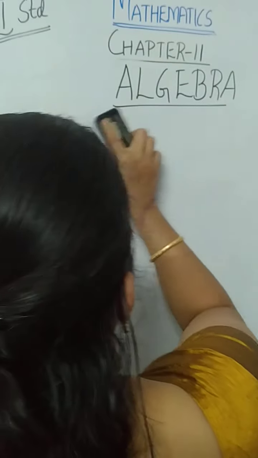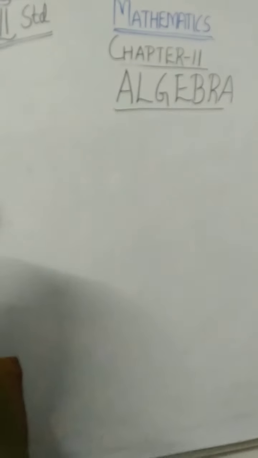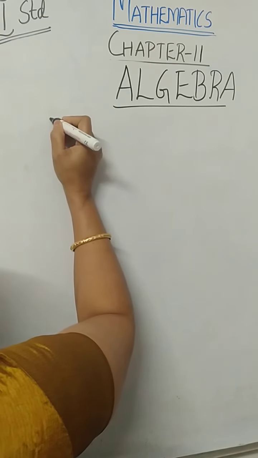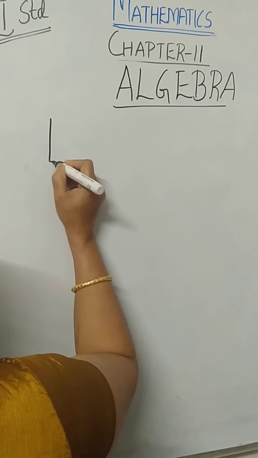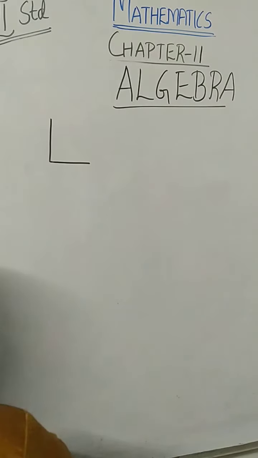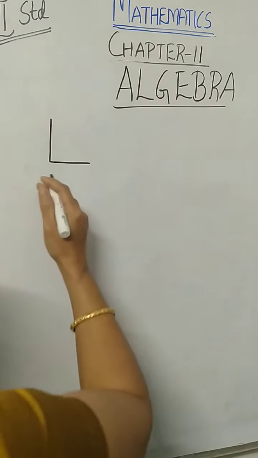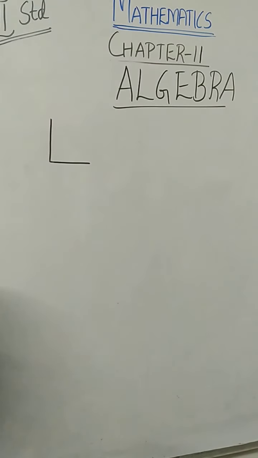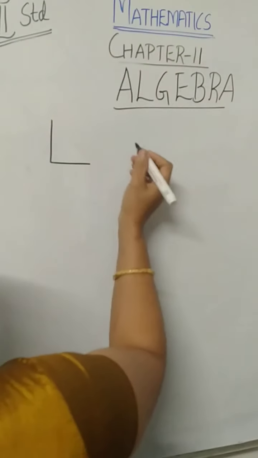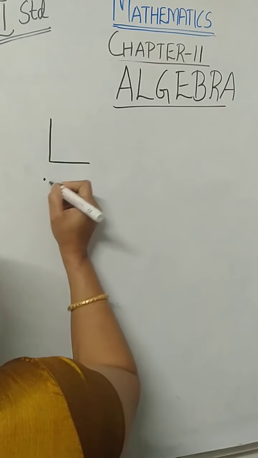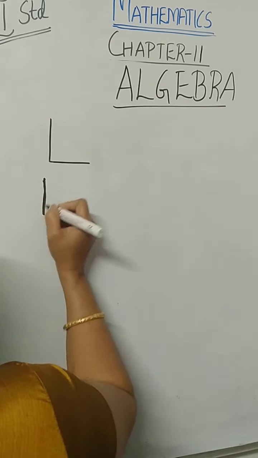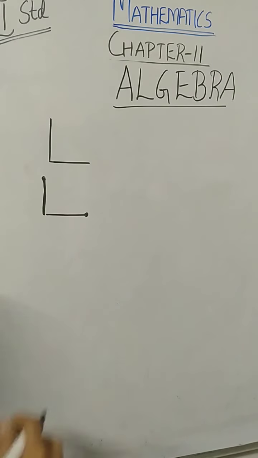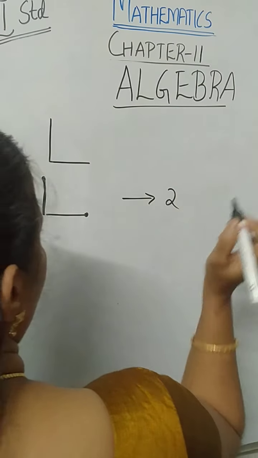Now, let us see, if you have to make the shape L, for example. Yes, this is an L. If you have to make this L using matchsticks, how many matchsticks will you use? Yes, you can use 2 matchsticks to form an L. Look, if this is a matchstick, we keep another matchstick here. So how many matchsticks have we used here? We have used 2 matchsticks.